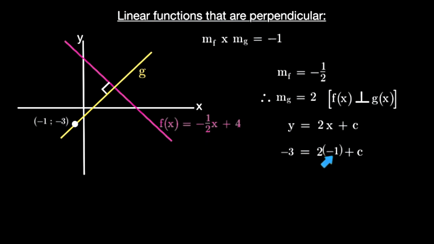And then 2 times -1 is -2. If we take the -2 to the other side, it becomes +2. And -3 plus 2 gives us -1. So the y-intercept is -1. And now we can write the equation of g(x). So g(x) is equal to 2x - 1, where 2 is the gradient that we calculated and -1 is the y-intercept.